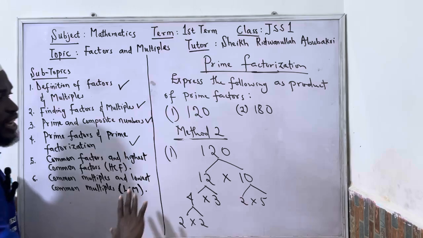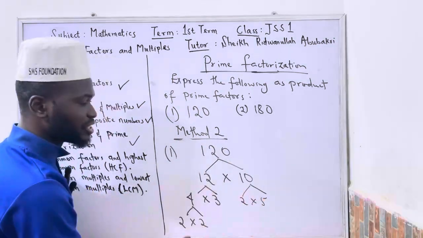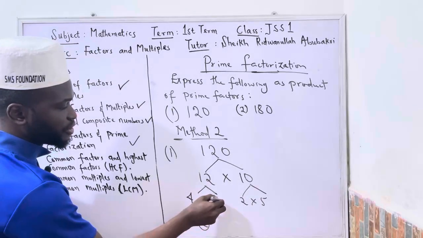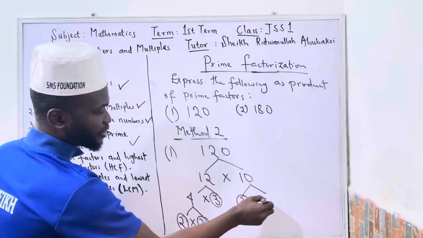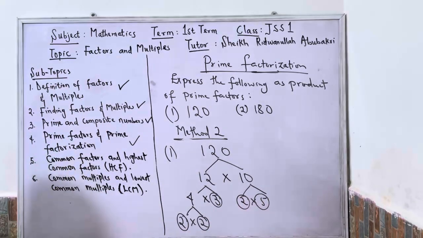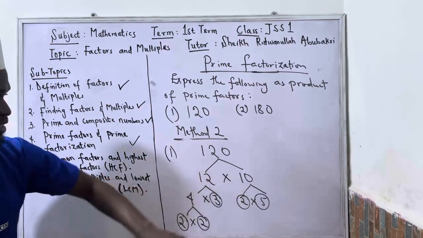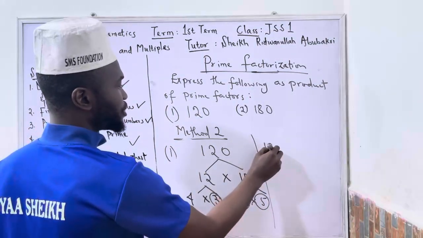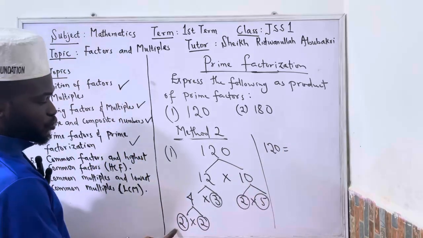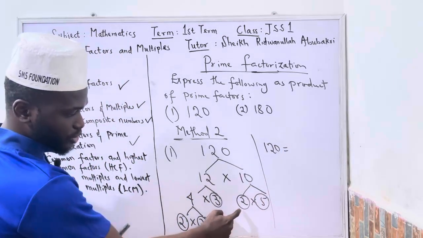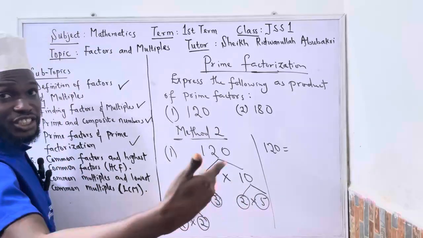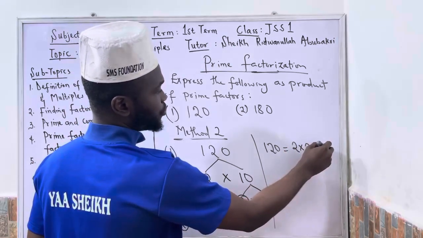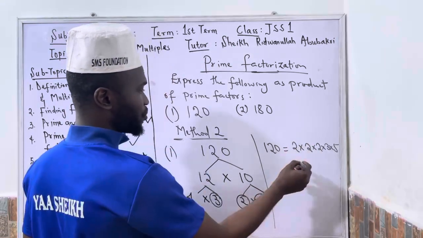Good. Now, check everything that you have on the board. Circle all the ones that are prime. 2 is prime, 2 is also prime, 3 is prime, 2 is another prime, 5 is another prime. So 4, 12, 10 are not prime, and 120 is also not prime. So now I will just write it out. 120 equals 2 times 2 times 2 times 3 times 5. You can arrange it based on their size. So this is the answer.